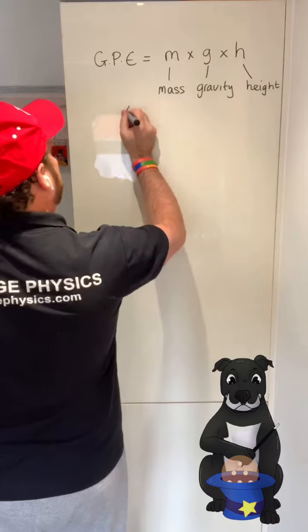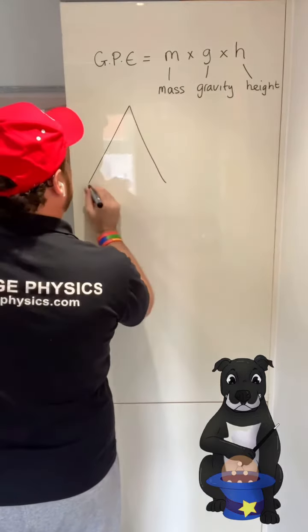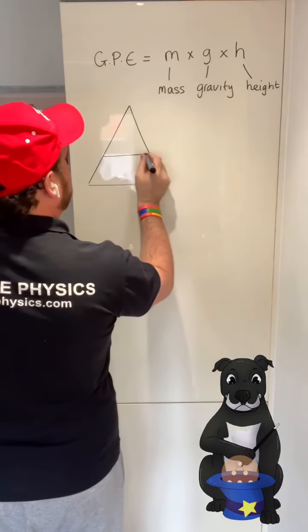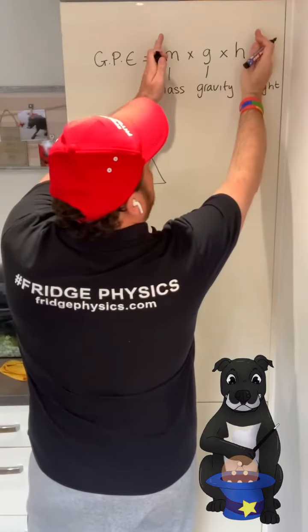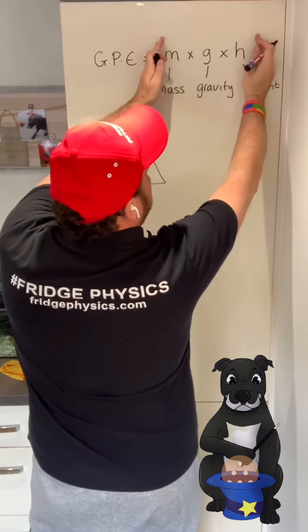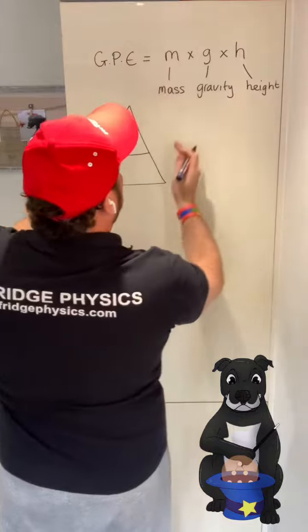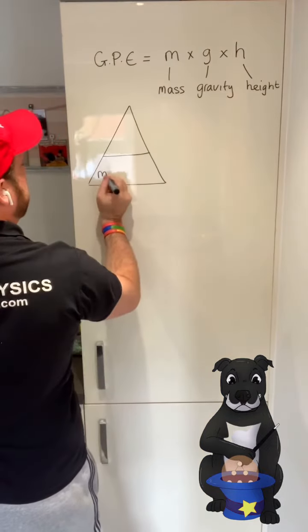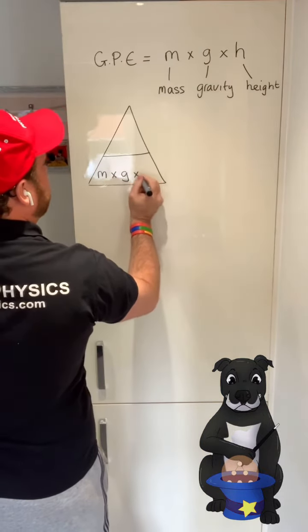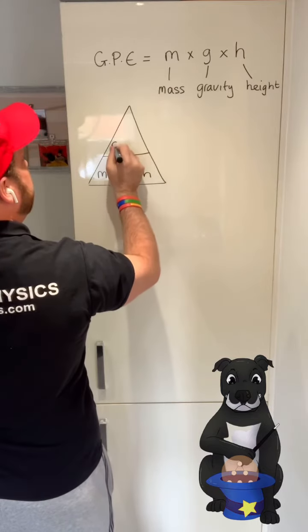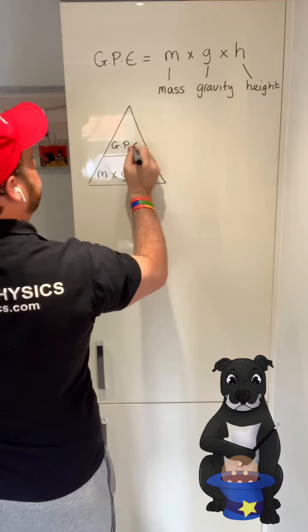So here's our triangle. We put the divide line in. Now, if you look at this block here with all the values that you need to times together, that needs to go on the bottom. So we'll have mass times by gravity times by height. And then we're left with GPE, which goes at the top.